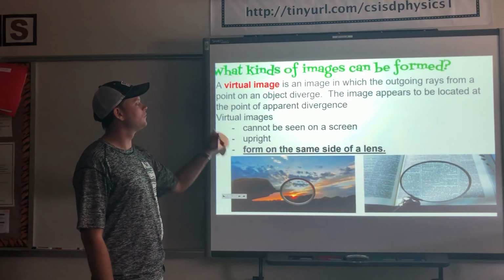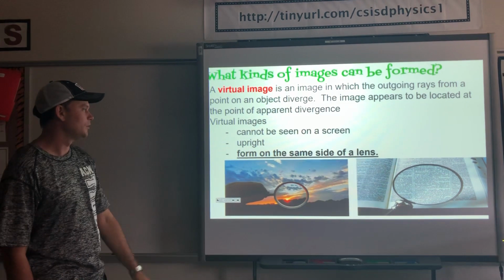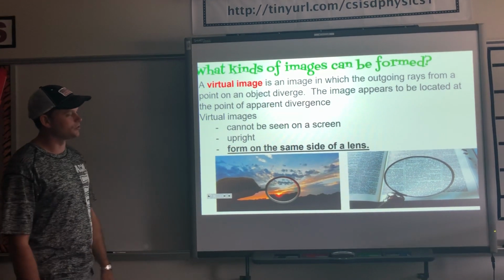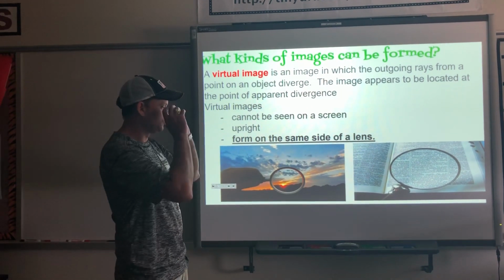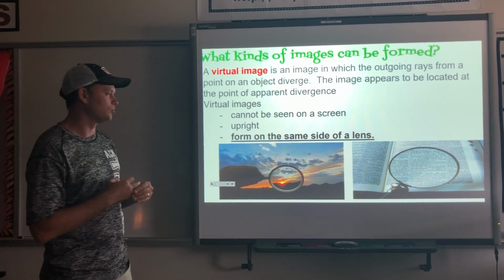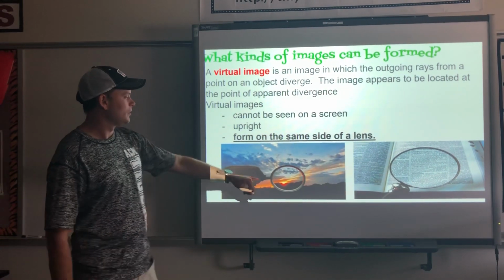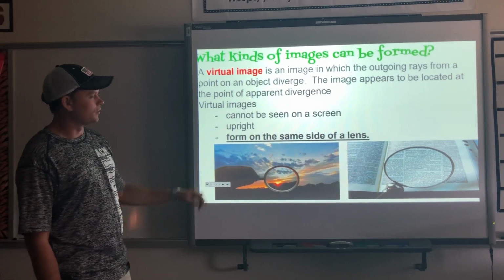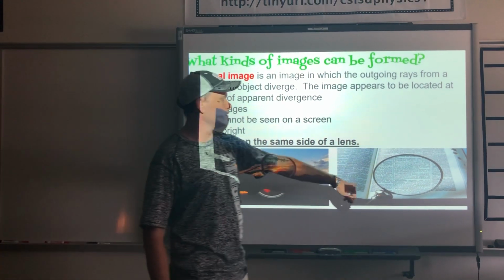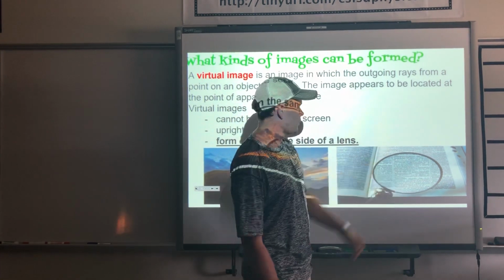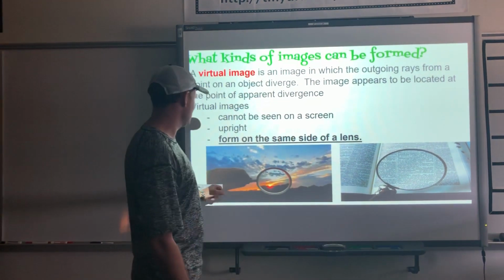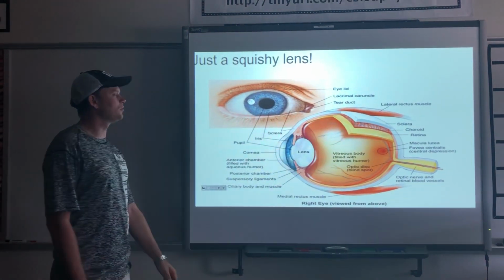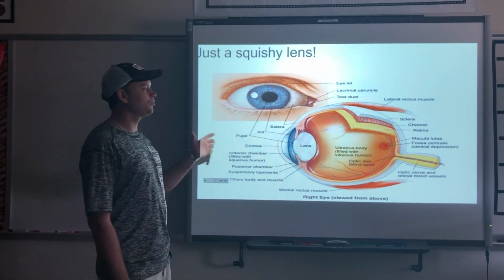And then you have the virtual images, which are formed on the same side of the lens. So basically a virtual image is if you're looking through a lens, you're looking at a virtual image. And so the concave lenses always form virtual images. And the convex lenses will form virtual images if you get close enough to whatever you're looking at. So a magnifying glass would be an application.